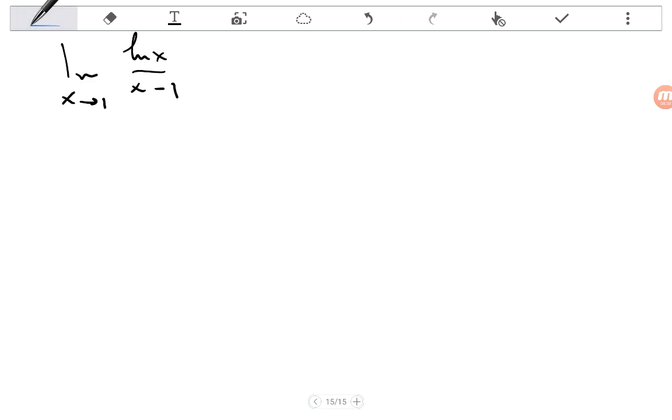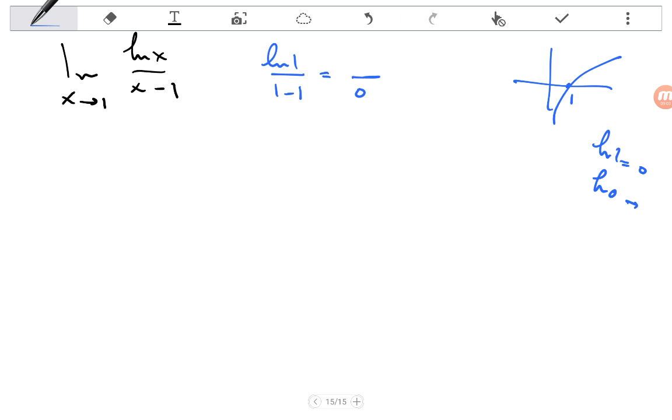First, we try the direct substitution. It will be ln 1 over 1 minus 1. This is 0. What is ln 1? Do you remember? The graph of ln, you must memorize the graph of ln. That will be like this. Ln of 1 will be 0. Ln of 0, do you remember what is ln 0? 1? No. Negative infinity. When you approach 0, the function goes to negative infinity.